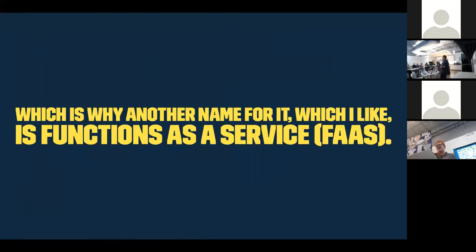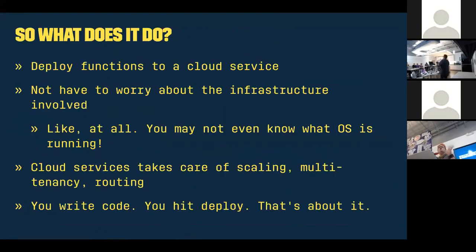So that's why another name for serverless, which I like much better, is functions as a service. Because you write a function, the service runs the function for you. It's self-explanatory from that angle. I will use those terms interchangeably. What does it do exactly? You deploy functions to a cloud service: AWS Lambda, Microsoft Azure Functions, Google Cloud Functions. Apache has OpenWhisk.